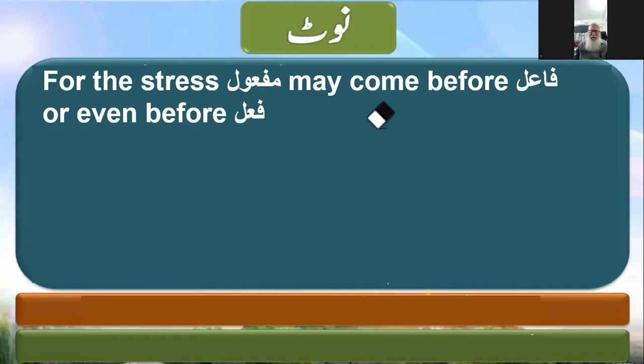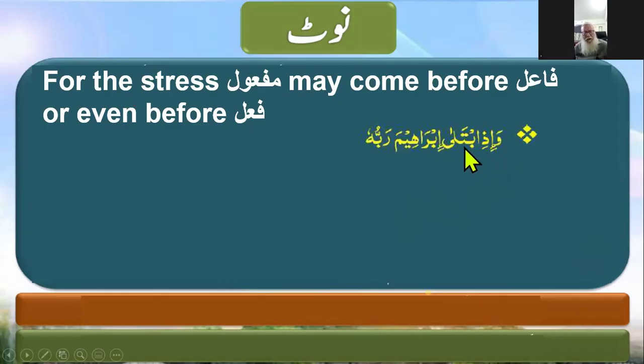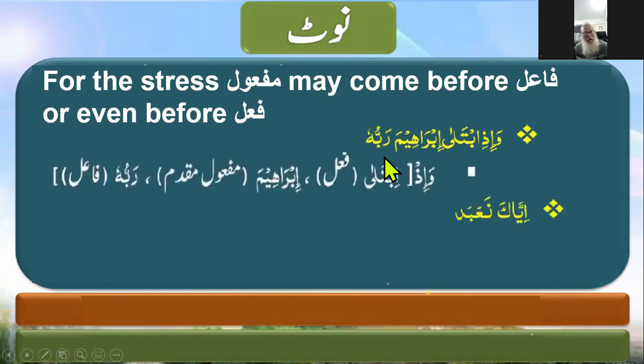So one way of making stress in the jumla fi'liyya is to bring the maf'ul before the fa'il or even before the fi'l. Both are permitted. Just like وَإِذْ ابْتَلَى إِبْرَاهِيمَ رَبُّهُ. Wa is an 'atf. Idh is an ism, mubtada. Ibtala is the fi'l. Ibrahima is a maf'ul. Rabbuhu is a fa'il. Look, fi'l, maf'ul, fa'il. The maf'ul has come before, but Ibtala Ibrahima Rabbuhu is a jumla fi'liyya coming as a khabar.